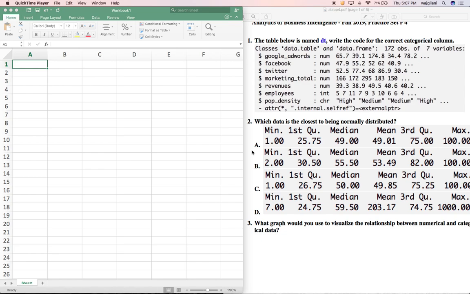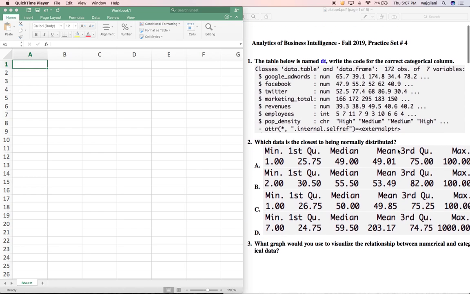Welcome back, students. This is the video for practice set 4 in ABI. And let's go ahead and just jump right into it. We'll start off with number 1. Below is the table DT. Write the code for the correct categorical column.